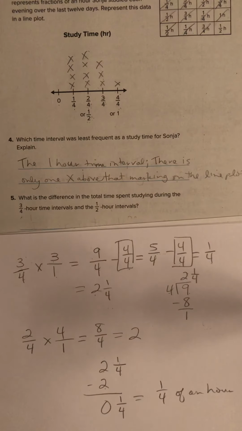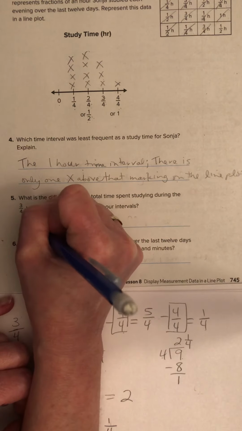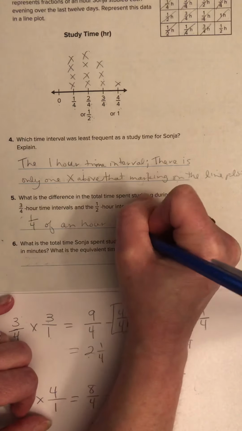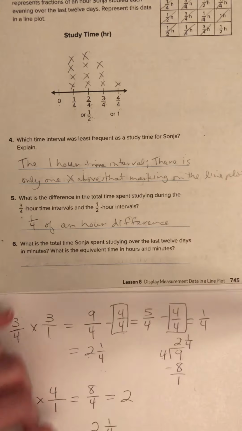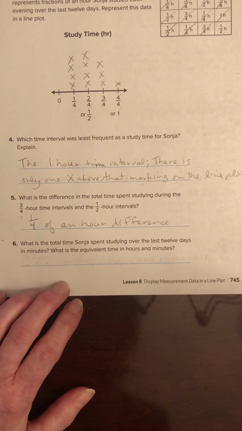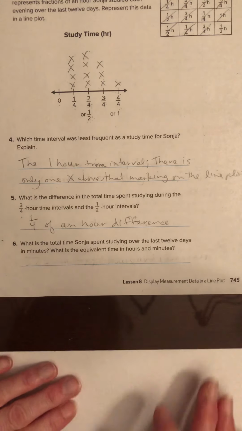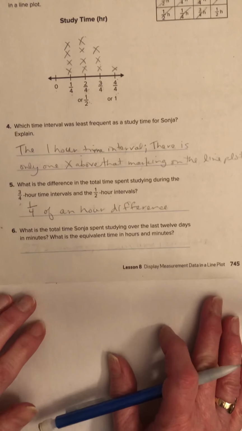Okay, and that is what I'm going to write on the line. 1/4 of an hour difference. Okay, there's that answer. Now it says, what is the total time Sonia spent studying over the last 12 days in minutes, and what is the equivalent time in hours and minutes?